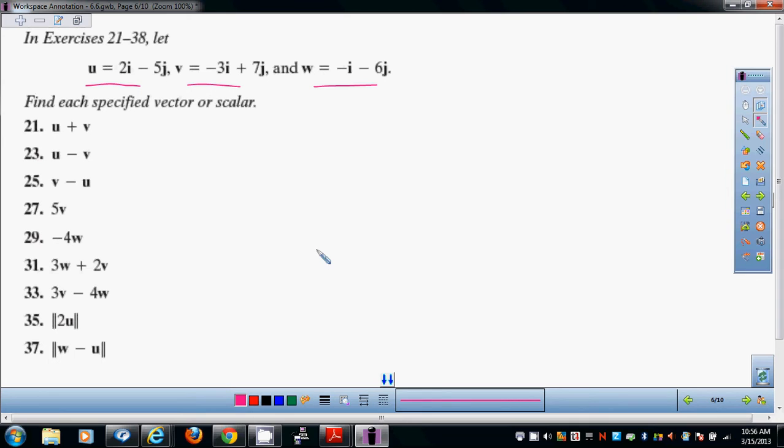u plus v. 2i plus negative 3i is negative i. Negative 5j plus 7j is really 2j. But anyway, vector u plus v is negative i plus 2j.